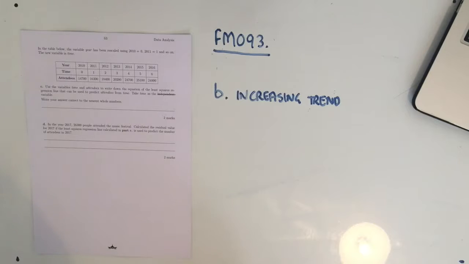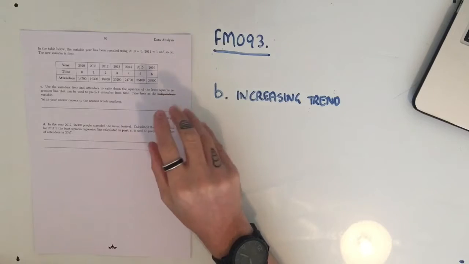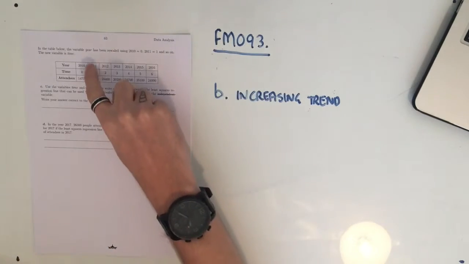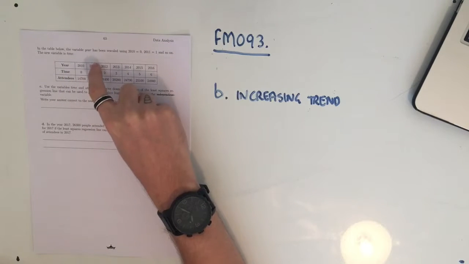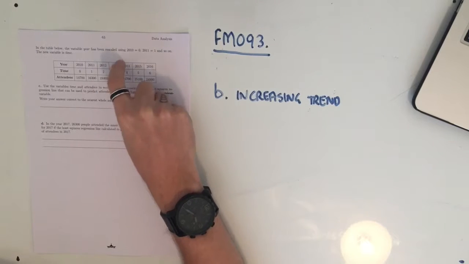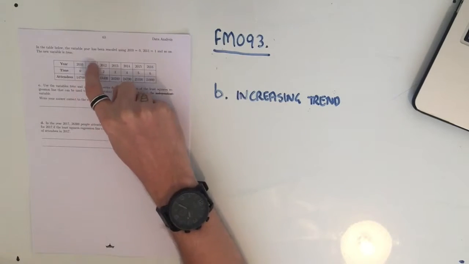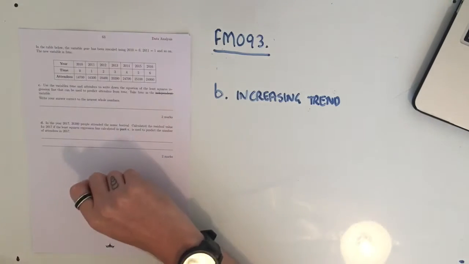All right, for the next question. Continuing on for question FM93, in the table below, the variable year has been rescaled using 2010 equals 0, 2011 equals 1, and so on. The new variable is time. So 2010 as a year has been changed to a time of 0, 2011 has been changed to 1, 2012 is 2, and so on all the way up. Really the last digit of the year is being used as our time value. The reason we do this is because of this next question here.